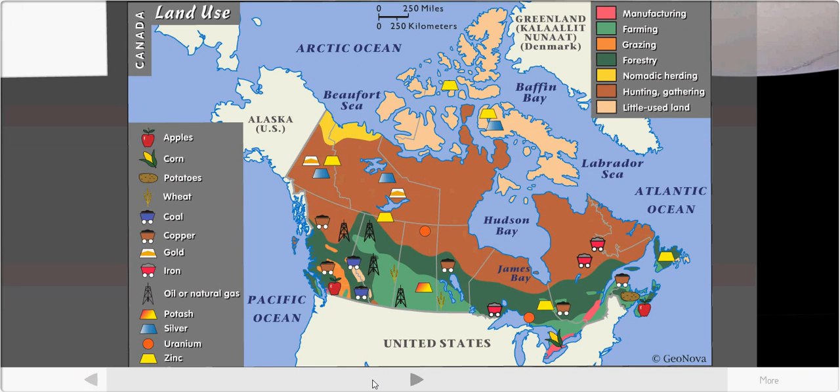Here's land use in Canada. It's not exactly the same, but it's a different kind of map. As you can see, this picture shows what different areas produce. As you can see over here, there's wheat, and there's lots of mining going on here, and also oil. There's lots of minerals up here as well. So if you could pause this video, you can just study this.